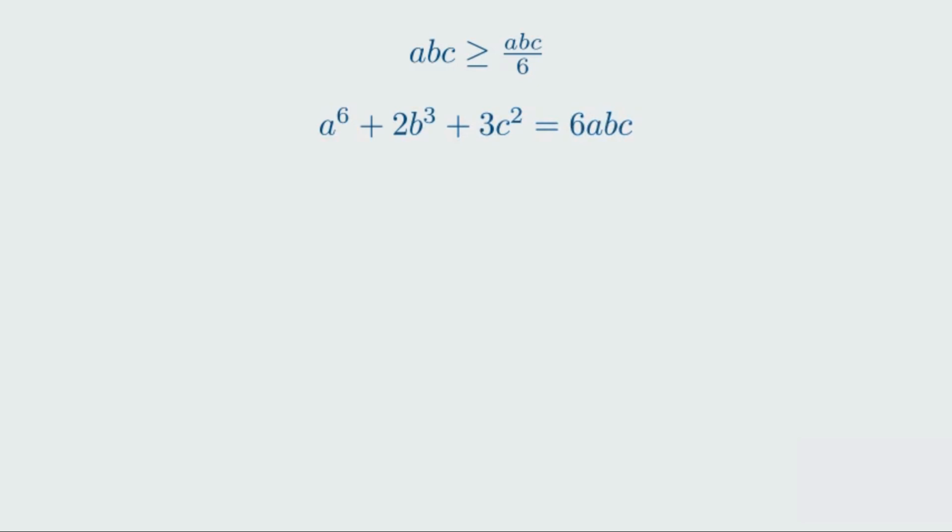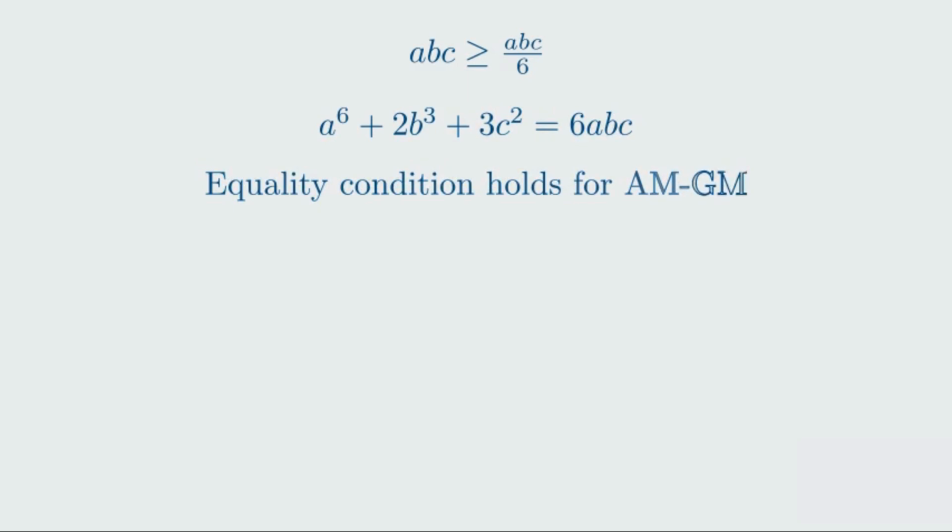This means that the AM-GM inequality we just used must hold with equality. The arithmetic mean must be equal to the geometric mean. This is a critical deduction. The only way our equation can be true is if the AM-GM inequality applies with equality.